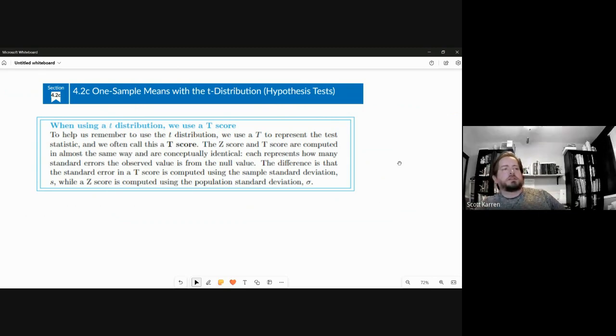The difference is that the standard error in a t-score is computed using the sample standard deviation, S, while a z-score is computed using the population standard deviation, sigma.